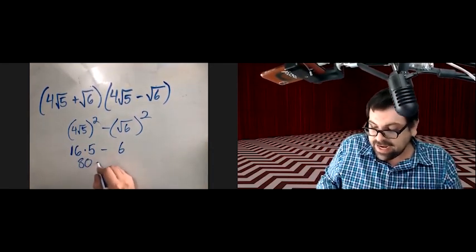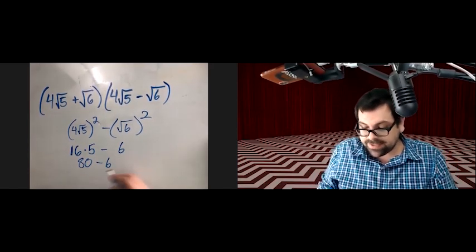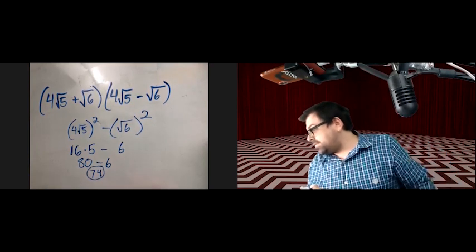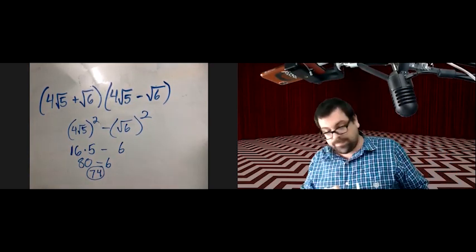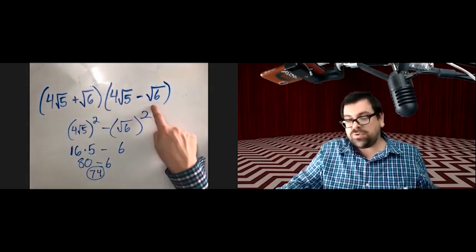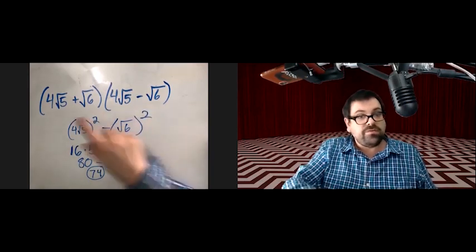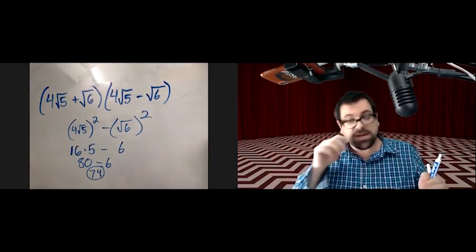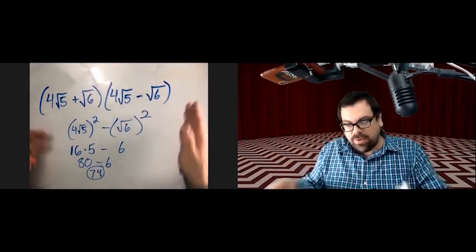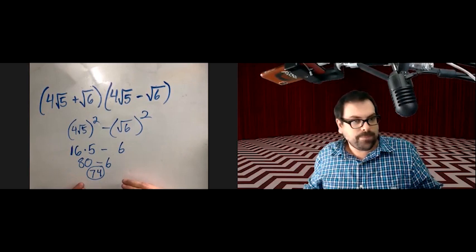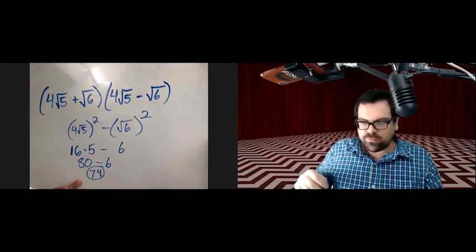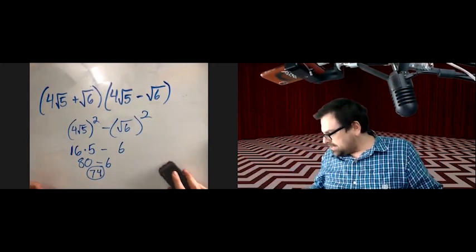16 times 5 is 80. 80 minus 6, 74. So we multiplied two things together that involved radicals, and because it was this special setup, this multiplication of conjugates, the radicals went away. Again, it might seem weird that I'm pointing out that specific thing, but you're going to see why as we progress.